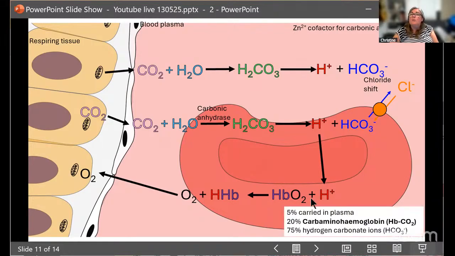And the other thing to note is that carbon dioxide, when it's being carried, can be carried in different ways. So 5% of carbon dioxide is carried in the plasma. 20% of the carbon dioxide is carried as carbaminohemoglobin, connected to the hemoglobin itself, and 75% of carbon dioxide is carried as these hydrogen carbonate ions. So carbon dioxide is transported in different ways within the transport system of the animals.